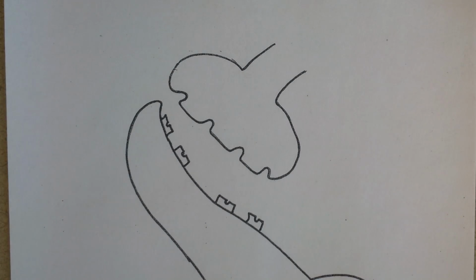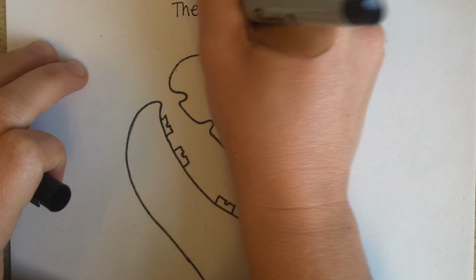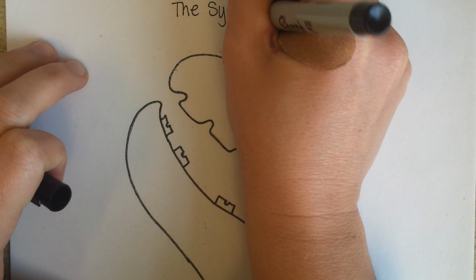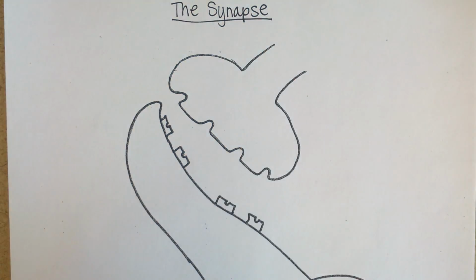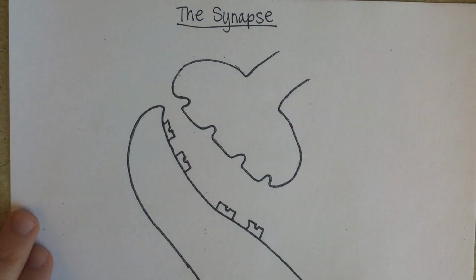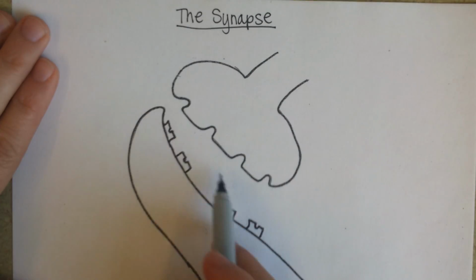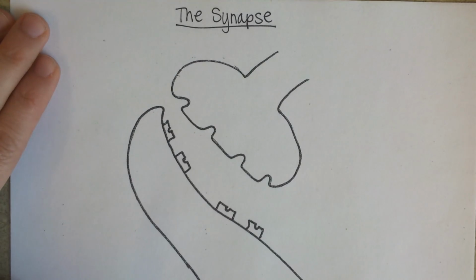What happens at a synapse? When you think about a synapse, it can include some kind of target, the synaptic cleft, and an axonal terminal.